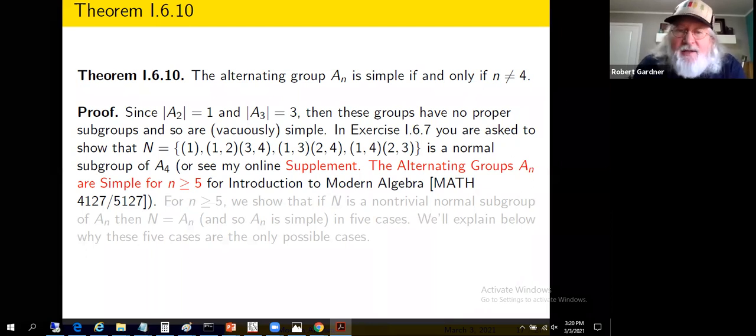So 4 stands out as an oddball case. There's some comments about this in some of the supplements I have for this senior level algebra class. So on to n greater than or equal to 5.